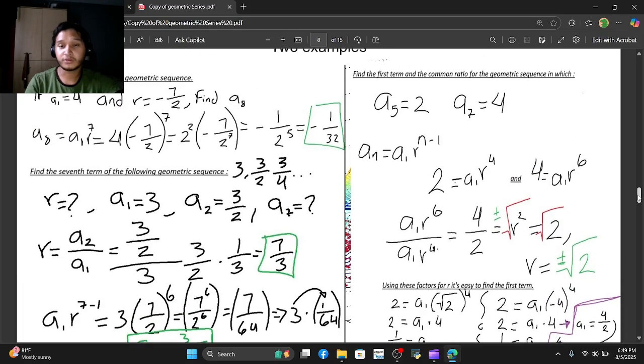So we can do this. We can cheat. We have the fifth term, so we put this fifth, minus one will be four. So all of this is equal to two.